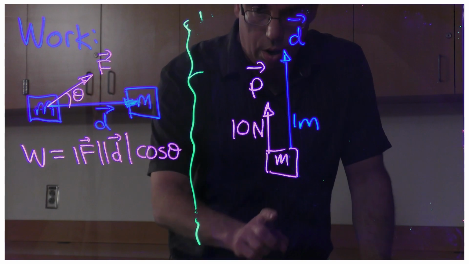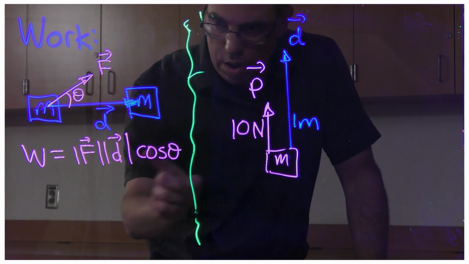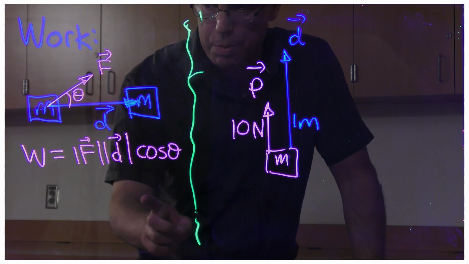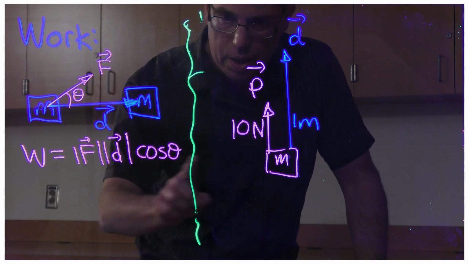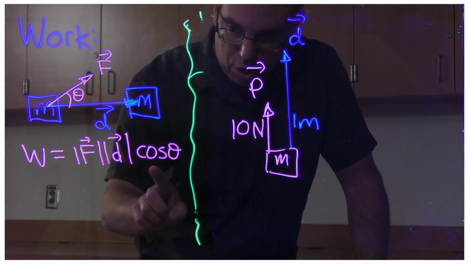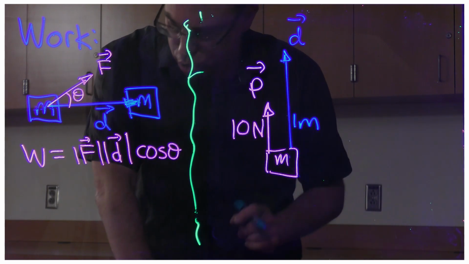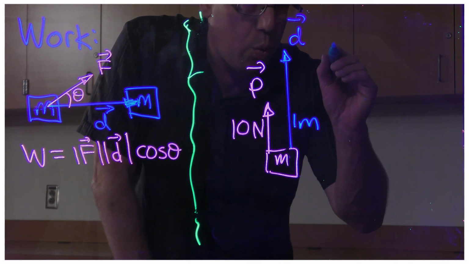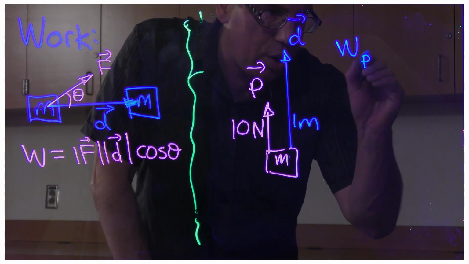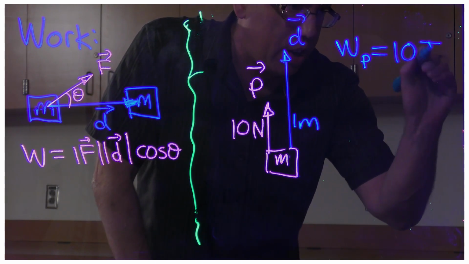Okay. So the substitution into the formula would be exactly the same as before. 10 newtons, 1 meter, the vectors are still parallel, so we still have cosine of 0. I'm still doing 10 joules of work. Okay, so the work done by the push force in that experiment I just did was 10 joules.